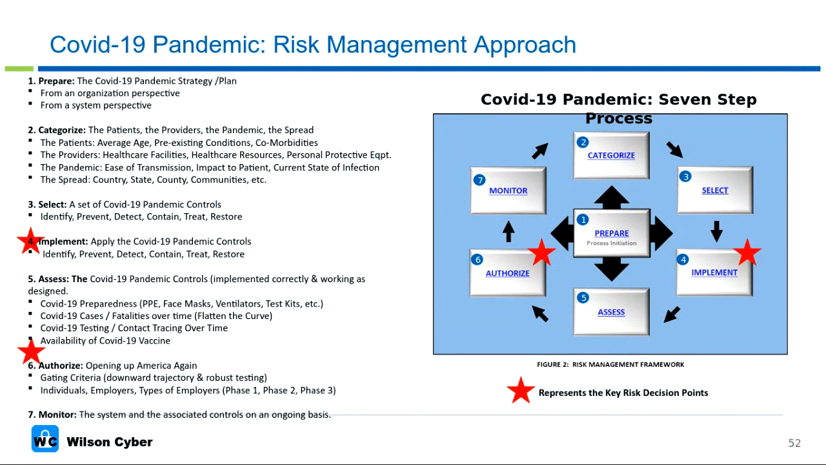We want to make sure that those controls are working, so we assess those controls. We look at the control preparedness for PPE, face masks, ventilators, the cases and fatalities over time, the testing and contact tracing over time, the availability of the COVID vaccine. We want to then authorize the restoral of normal functions, or implementing the opening of America again. What are the gating criteria? Downward trajectory, robust testing for individuals, employers, types of employers, phase 1, 2, 3 implementation.